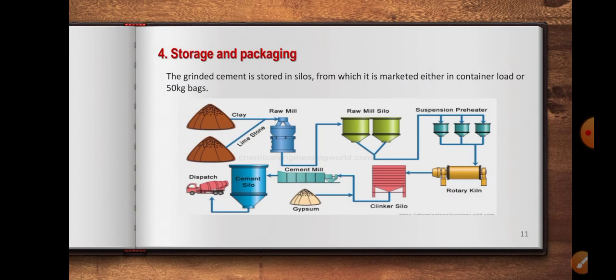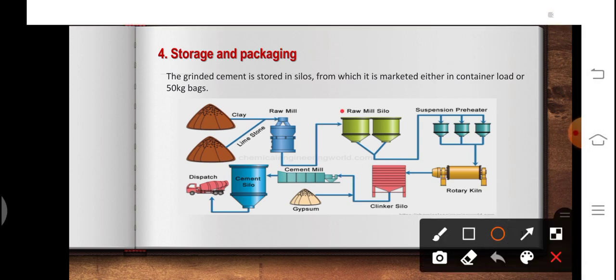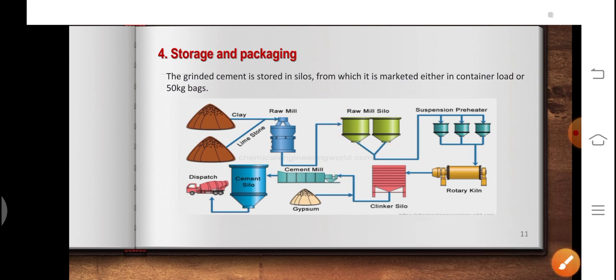Finally, the ground cement is stored in silos. What are silos? Silos are basically these types of tanks, storing tanks. At the bottom of the silos, the discharging holes are present. As you can see here, the discharging holes are present. So this ground cement is stored in silos, from which it is marketed either in container load or in 50 kg bags.